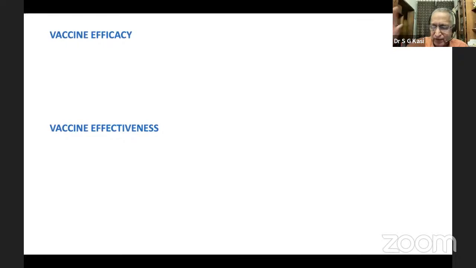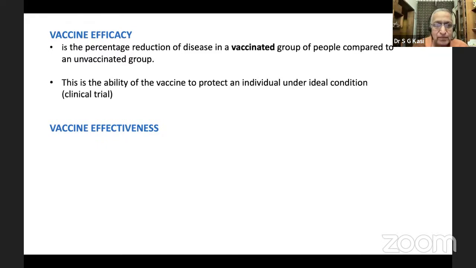Vaccine efficacy, vaccine effectiveness. You're going to come across these terms very frequently whenever a new vaccine is introduced. Vaccine efficacy is the percentage reduction of disease in a vaccinated group of people compared to an unvaccinated group. This usually occurs in an ideal condition like a trial. Now, why is this an ideal condition? You are having healthy hosts, all have taken the vaccine according to the schedule, and the vaccine has been kept properly, with proper storage, in ideal conditions.